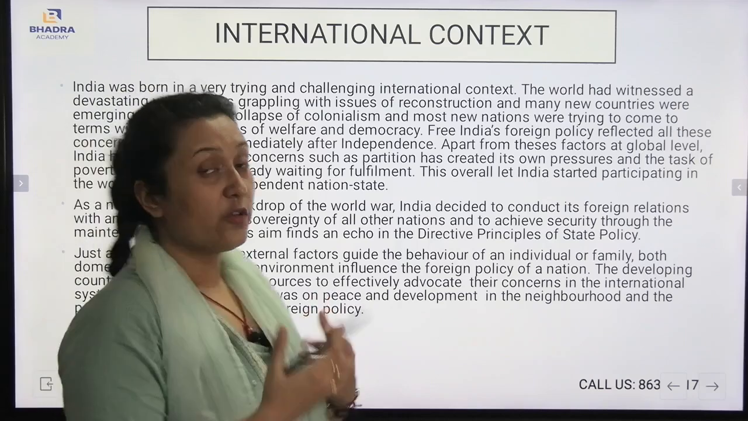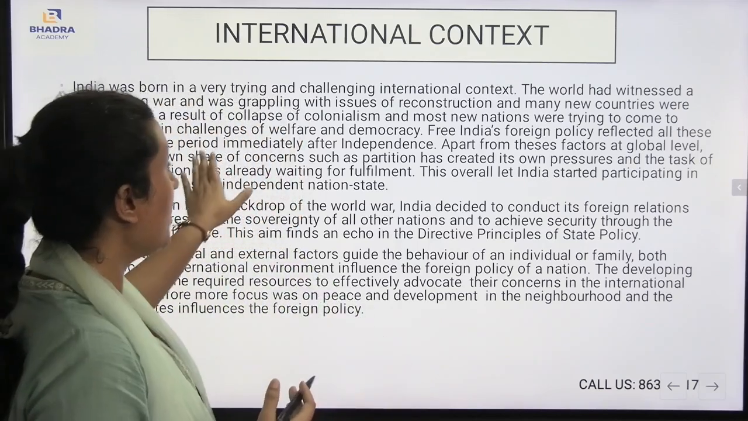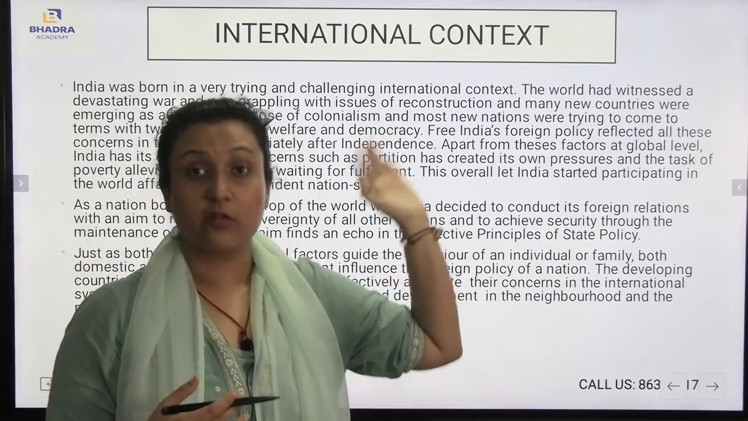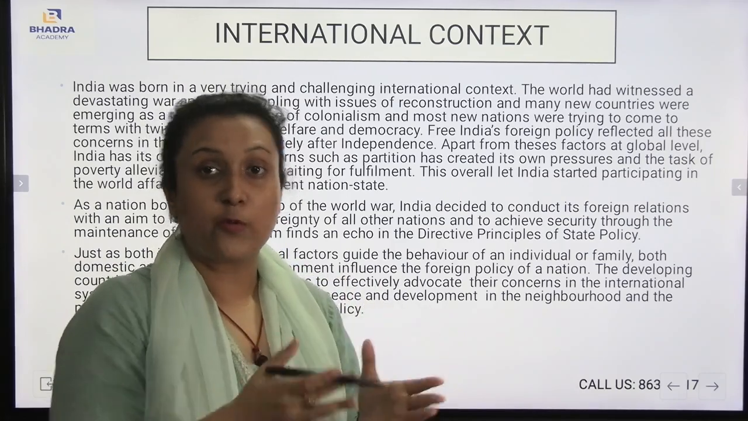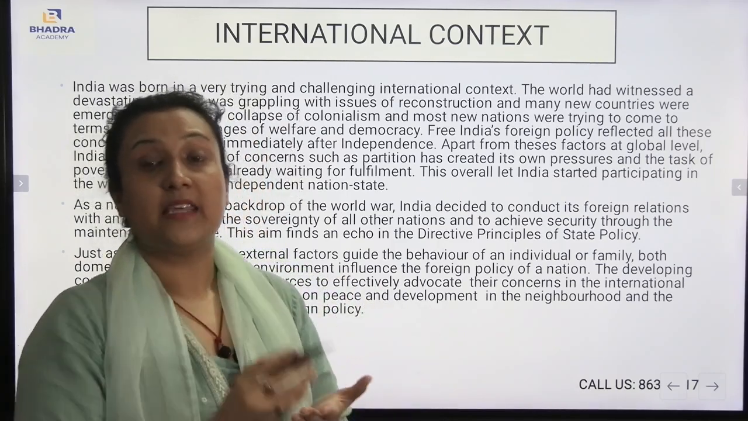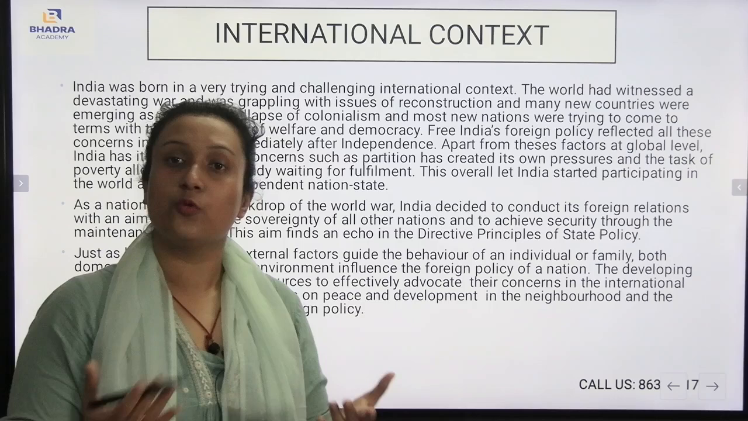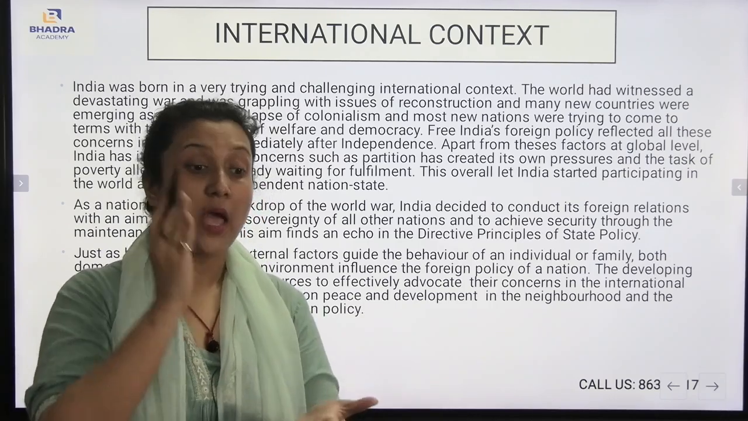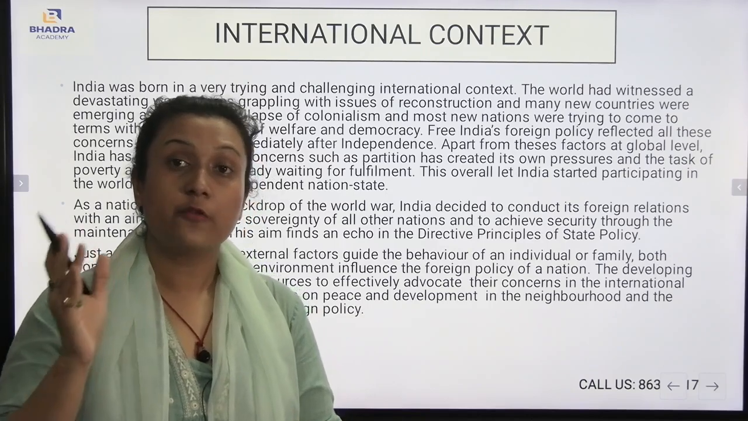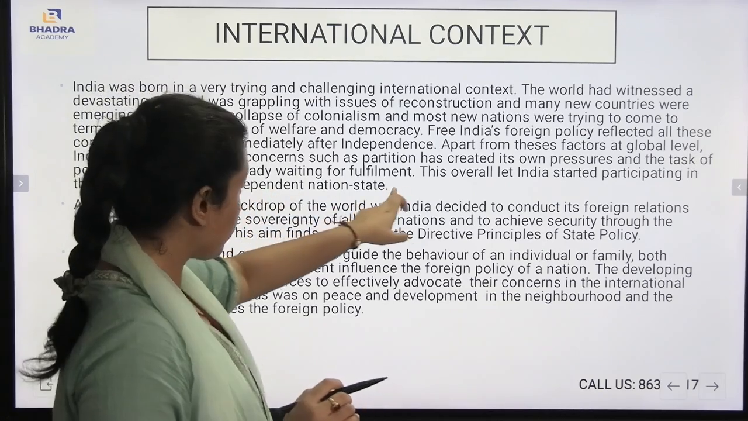Now, most of the issues are related to global factors. What are the issues? First come the challenges of the partition. During that time, people were facing the problems of partition first of all, and then the fulfillment of poverty alleviation. During that time, most countries were still in poverty, and India was also in poverty. So how would poverty alleviation be fulfilled?